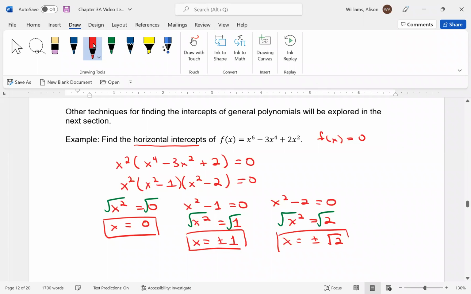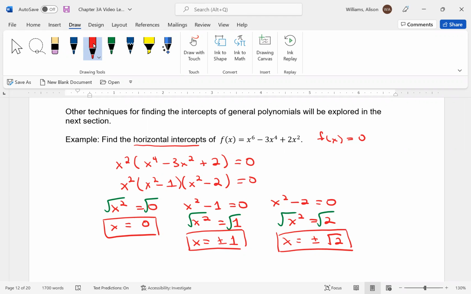And there are the 5 horizontal intercepts. All right, and that's it. I'm done. Unless they ask me to list it as ordered pairs, I could, but I mean, I've solved all the values for x. Makes sense, by the way.